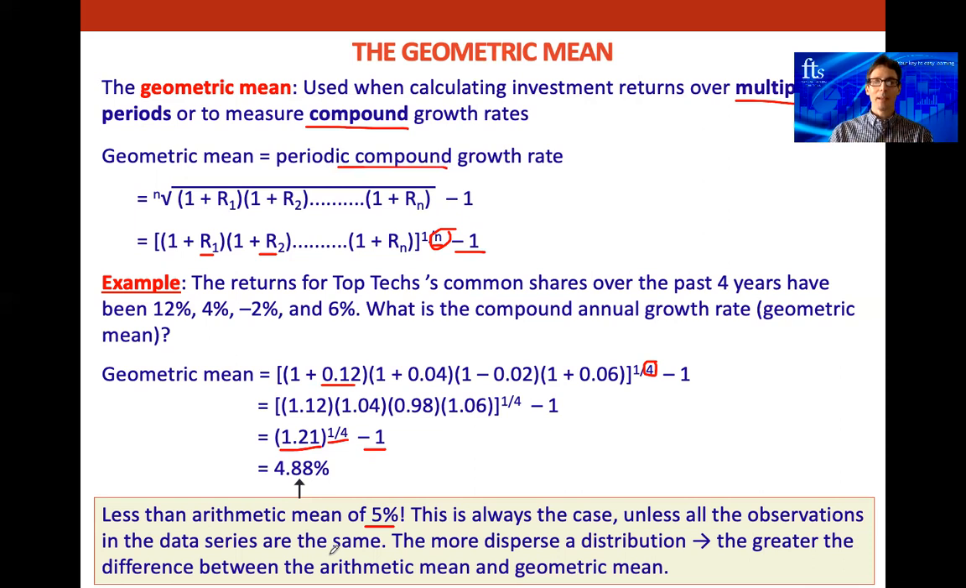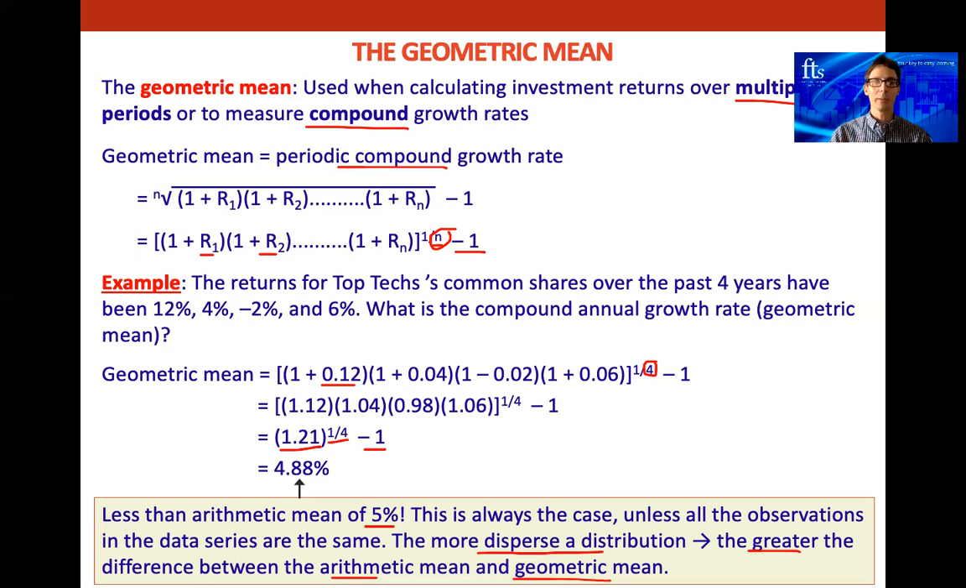And this last point over here, I got from one of the practice problems. The more dispersed a distribution is, in other words, the more spread out the numbers are and the more volatile the data is, the greater the difference between the arithmetic mean and the geometric mean is. All right, so we pick up these very important things from the practice problems.